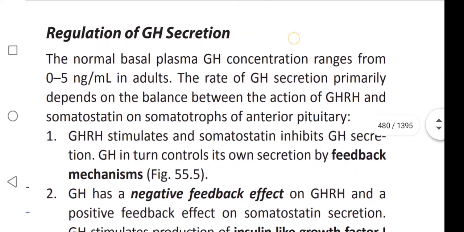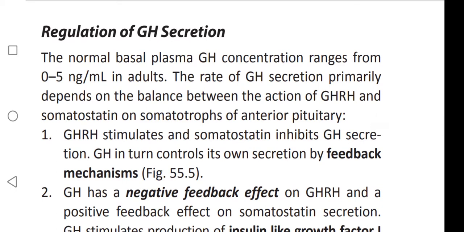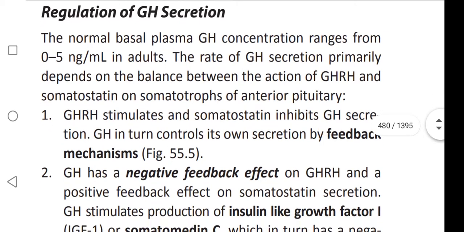Regulation of growth hormone secretion. The normal basal plasma growth hormone concentration ranges from 0 to 5 nanograms per milliliter in adults. The rate of growth hormone secretion primarily depends on the balance between the action of growth hormone releasing hormone and somatostatin on the somatotrophs of the anterior pituitary. Growth hormone releasing hormone stimulates and somatostatin inhibits growth hormone secretion.